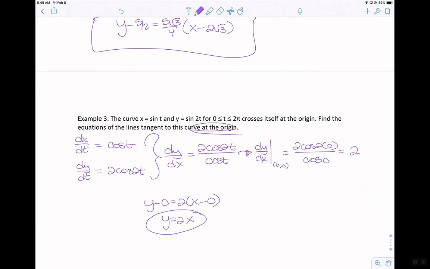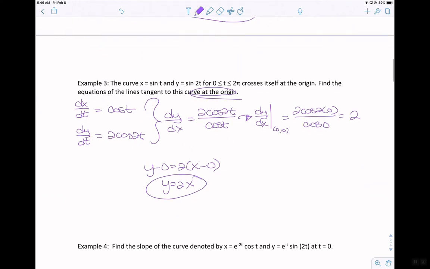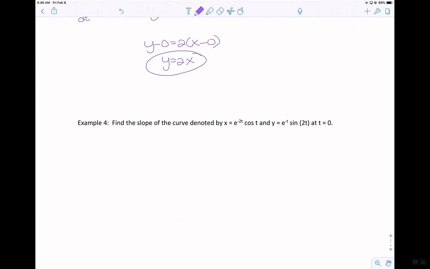Okay? So then, more of the same. Take a moment and see if you can figure out what the slope of this curve is. Now notice something, because you probably have already started. Notice that my x and my y both are products. So I'm going to need to use the product rule when I take the derivative.